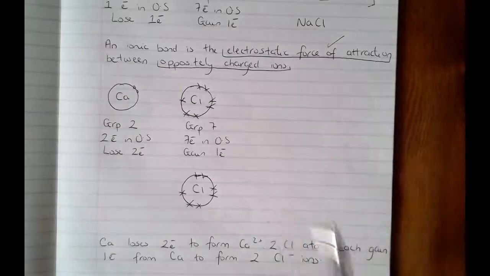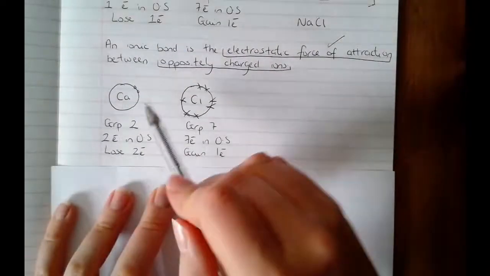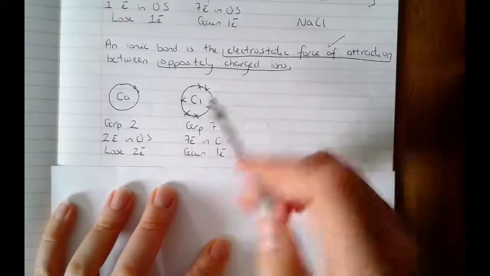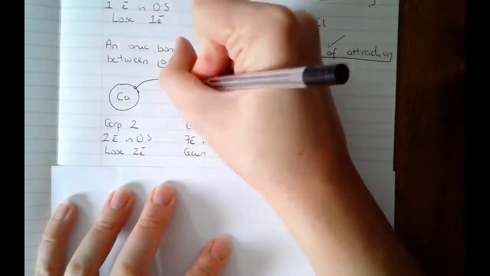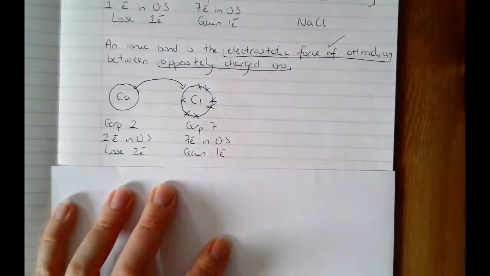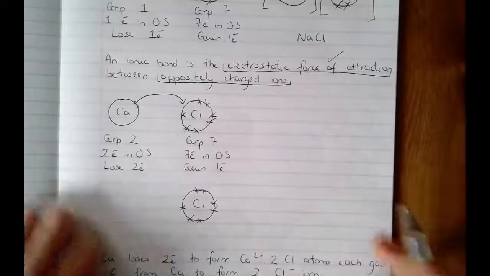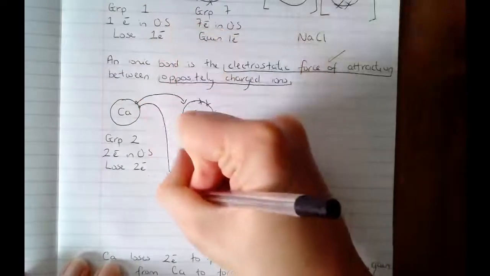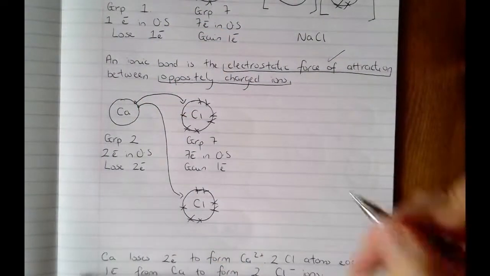Going back to this example, I've got calcium that wants to lose 2 electrons, but chlorine that only wants to gain 1. Calcium can give 1 electron to chlorine, but in order to lose its second electron, it's going to need a second chlorine atom. If you've got 2 chlorine atoms, then calcium is able to lose both of its electrons.